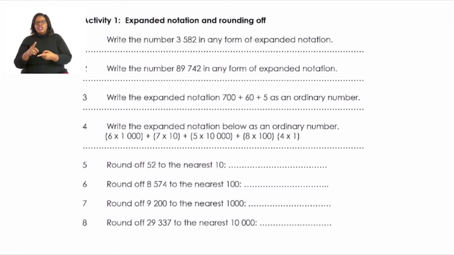Then we have rounding off. Round off 52 to the nearest 10. Round off 8,574 to the nearest 100. Round off 9,200 to the nearest 1,000. And round off 29,337 to the nearest 10,000.